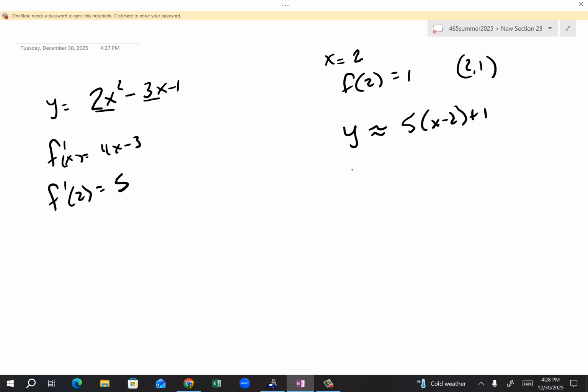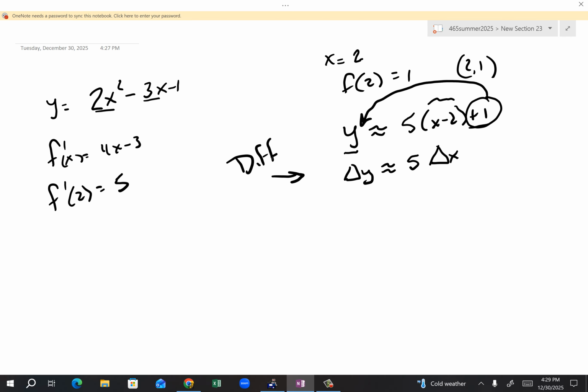But another way of writing that would be to write delta y is approximately 5 times delta x. You with me? That's just a different one. Because this is delta x, and if I subtract this back to this side, it's going to be y minus y, right? Okay, this is what's referred to as the differential.